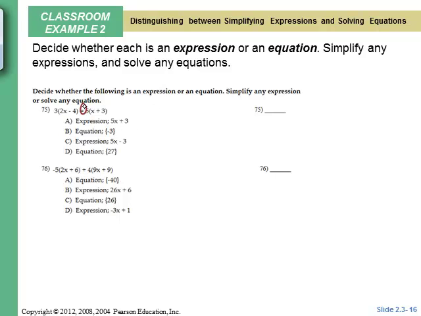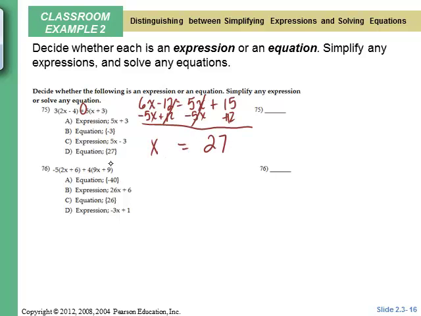Okay, this is an equation, so we're going to solve it. 3 times 2x is 6x. 3 times negative 4 is negative 12. 5 times x plus 5 times 3. Subtract 5x from both sides. Add 12 to both sides. And we get x equals 27. Next one.